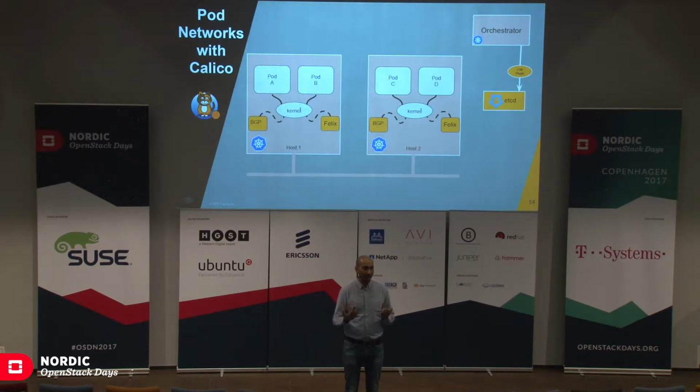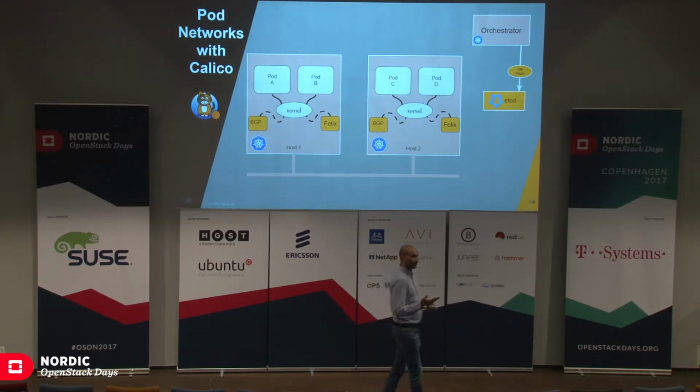Let's step back and look at what scales in networking. What is the biggest network out there? Anyone? The internet. What runs internet routing at scale? BGP. What is the simplest routing protocol there is? BGP. So we just use standard BGP to exchange routes among different nodes.